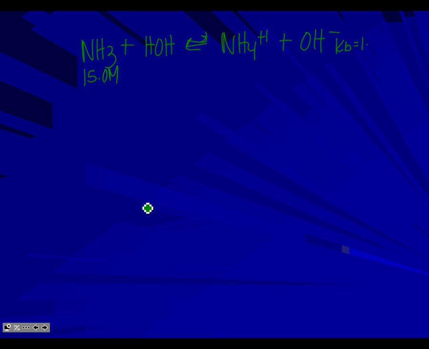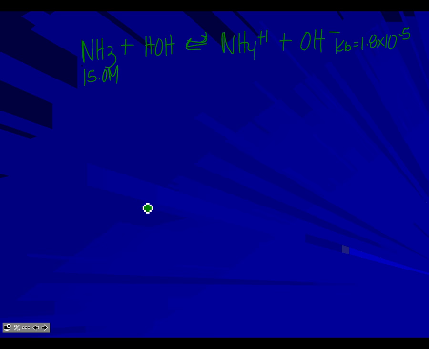So start off the same way. Now, here's the difference. It's a base. Bases have to be reacted with water. And so we'll get ammonium and our hydroxide. We know that we're starting with 1.5 molar of that, and our Kb is 1.8 times 10 to the negative fifth.